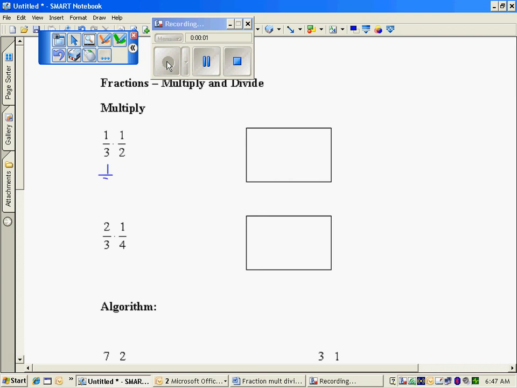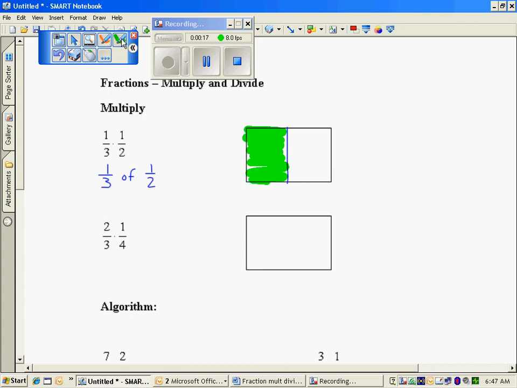Sign, that really means of. So I want 1/3 of 1/2. So the first thing I'm going to do is get a half. And I'll shade that. So I have a half. And I want 1/3 of that half.